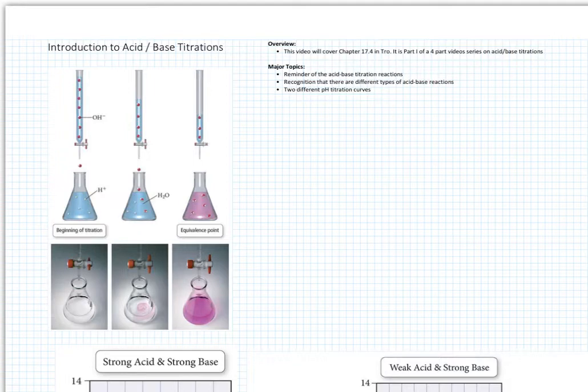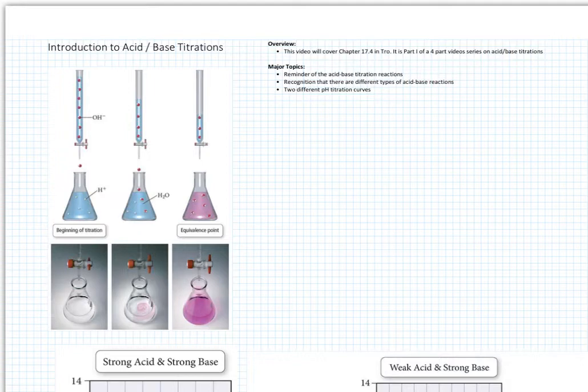I am going to talk about acid-base titrations, and this is section 17.4 intro. It is arguably one of the more confusing, maybe too strong a word, but one of the trickier sections in terms of the calculations, because you have a bunch of things you have to be aware of.